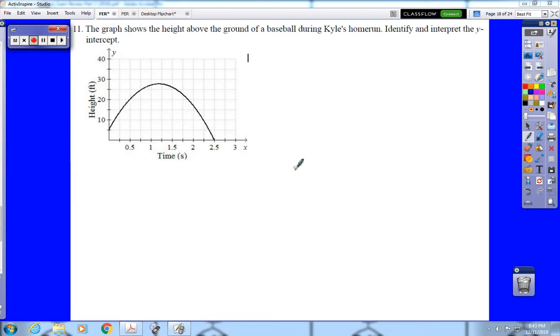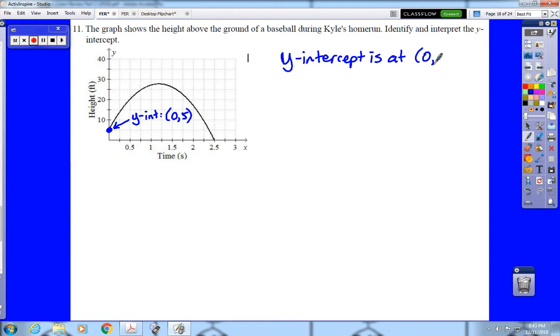So the graph on number 11 is the same problem we looked at on number 10 on the previous page. It is showing the height above ground of a baseball during a home run hit by some guy named Kyle. We're supposed to identify and interpret the y-intercept. So the y-intercept would be that point right there where it crosses the y-axis. It would appear that that point is (0, 5). So when it says identify, we would say the y-intercept is at the point (0, 5).